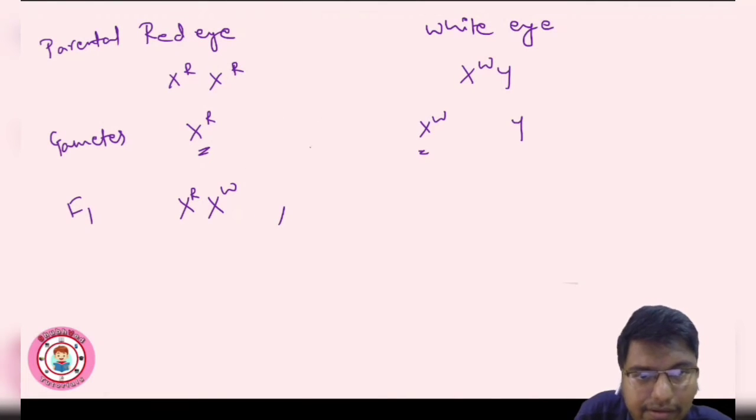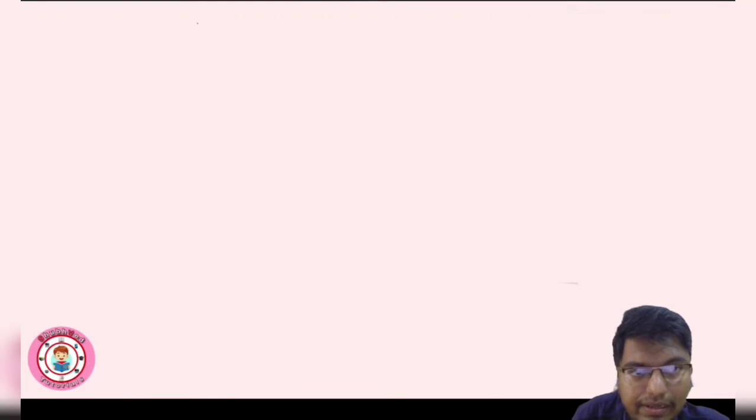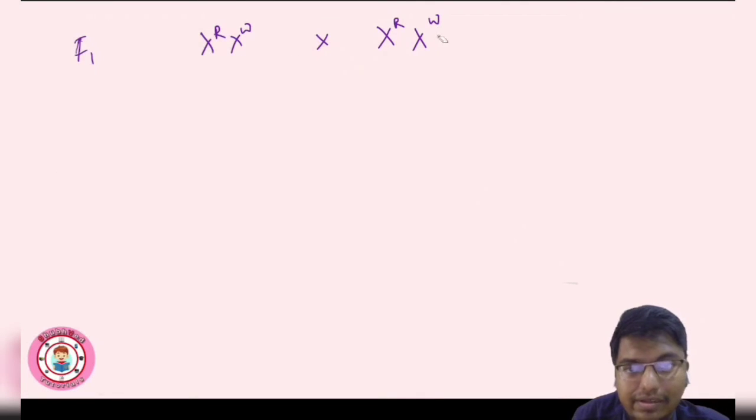So F1 will have XR XW first, right? And next we will have XR with Y. Okay, so this is red, right? As well as this is red, because we know red is dominant. So thus all F1 are red, whether it is a female or a male. Now when we cross this F1, XR XW, red, with again XR Y. Okay, so this is F1. Sorry, here we will take the male, no?